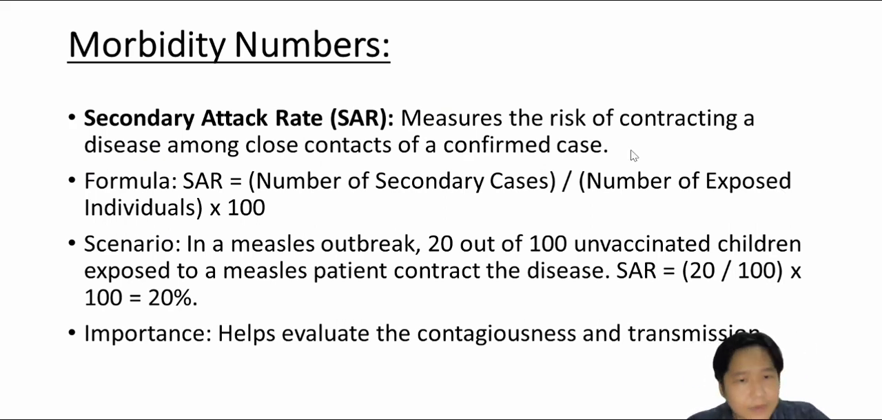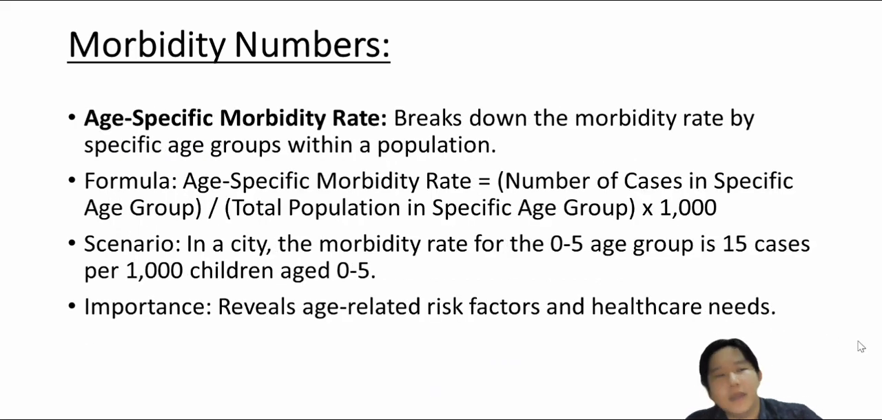Okay, move on. For the next morbidity number, age-specific morbidity rate. It breaks down the morbidity rate by specific age groups within a population. Ini menjelaskan bagaimana laju. In Indonesian language, rate is laju. Ya. Laju morbiditas pada kelompok umur yang spesifik.